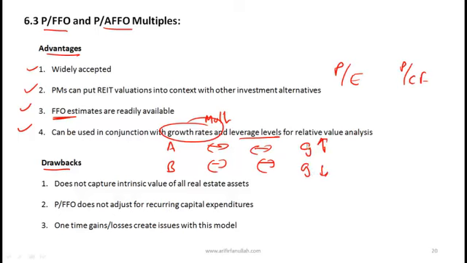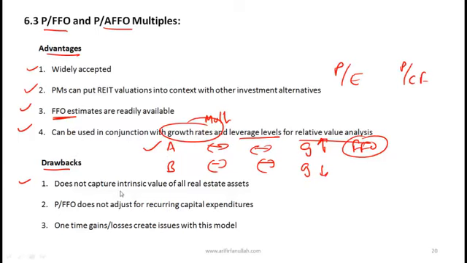So REIT A is expected to grow at a faster rate, or the FFO is expected to grow at a faster rate. This would mean that on a relative value basis, A would be a better investment. Moving now to the drawbacks.